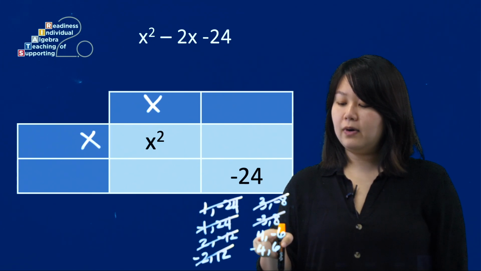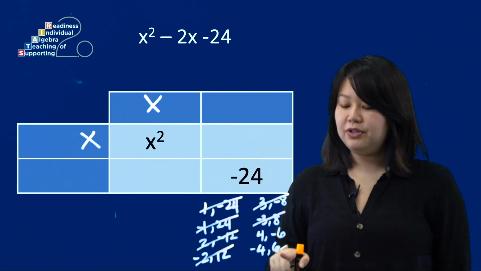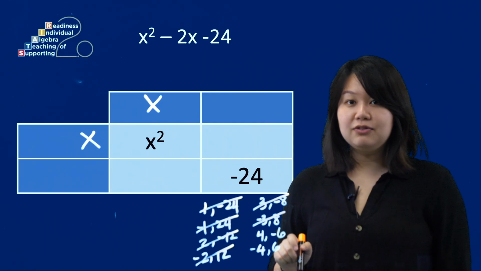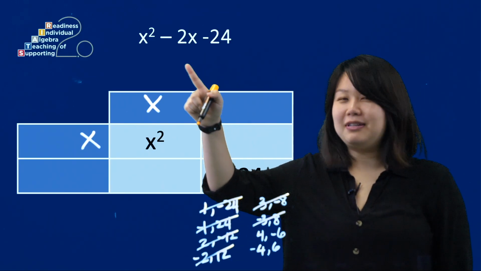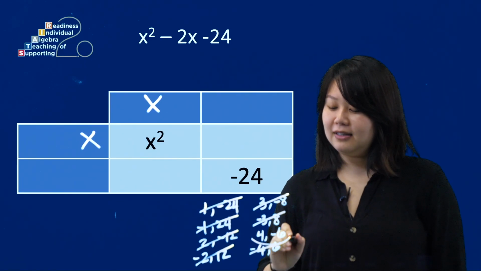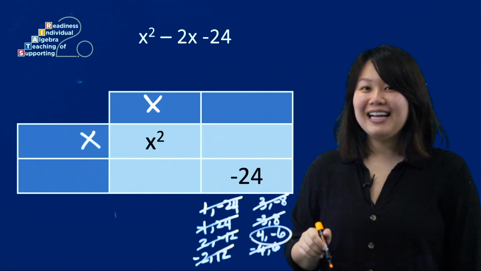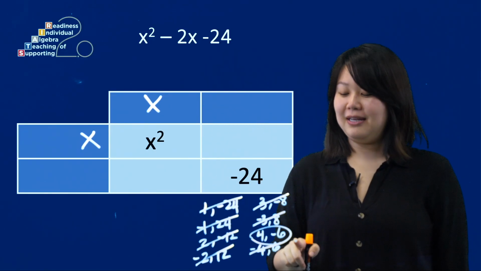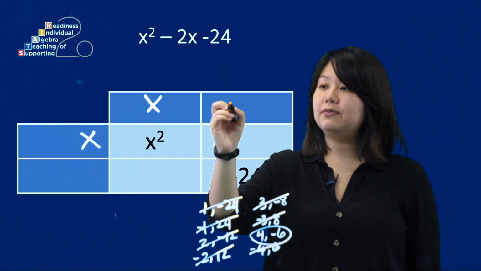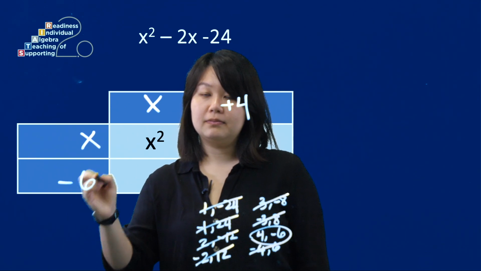Now look, we have 4 plus negative 6, which is negative 2. But just one more to check. I'm going to check the last one. We have negative 4 plus 6, which is positive 2. So we're looking at negative 2. So this would not match. And our factor pair that is going to give us a product of negative 24 and the sum of negative 2 is going to be positive 4 and negative 6, and I'm going to write them right here. So positive 4 and negative 6.